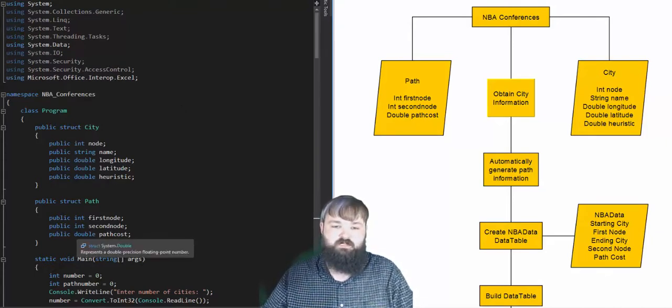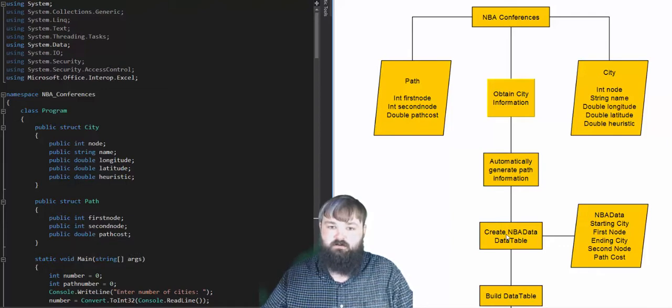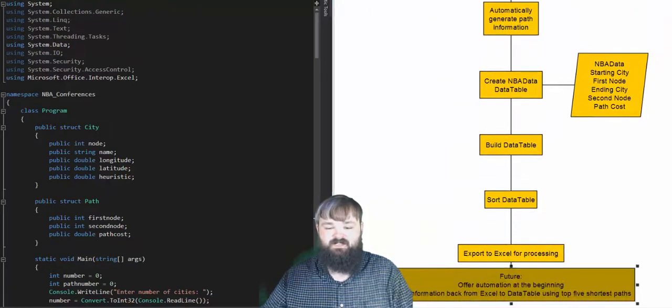So nothing's changed in the code since our last video. The only thing that's changed is going to be the very end, where we're talking about the Excel spreadsheet. So we're going to go ahead and skip down in our Visio spreadsheet. It's actually not Visio anymore. I'm using a new flowcharting program called yEd. I'm enjoying it so far. It's actually pretty intuitive. And as you can see, the only thing that's different is we're going to build a data table, sort the data table, and then export to Excel for processing.